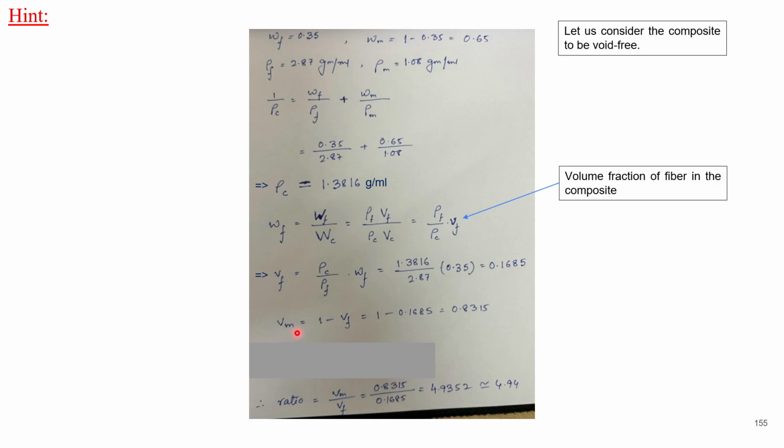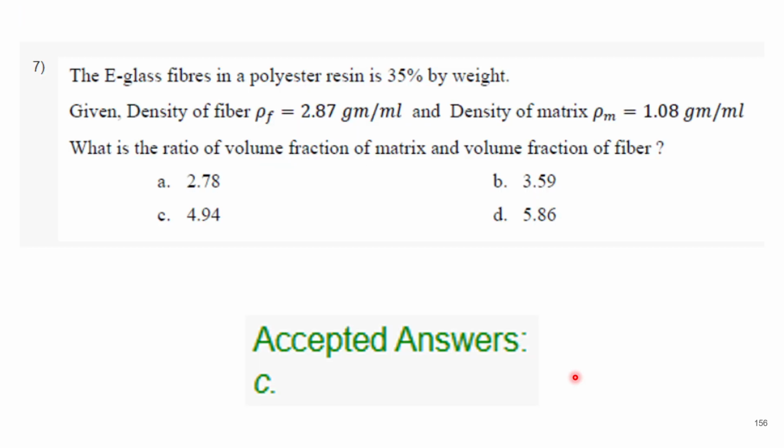And Vm is simply the matrix volume fraction. It is 1 minus Vf because void free. So that is 1 minus 0.1685, which is 0.8315. Therefore, the ratio of matrix volume to fiber volume is nothing but 0.8315 by 0.1685. So that is equal to 4.9352, which is equal to 4.94. Okay, so C, 4.94 is the correct option.